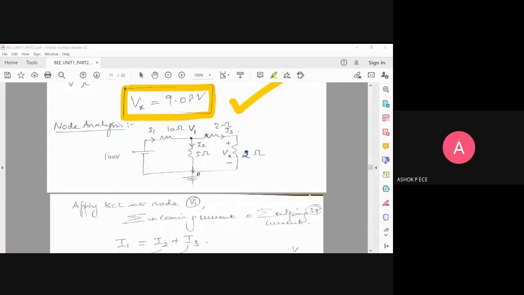How many nodes are there? And what is a node? What is the definition of a node?